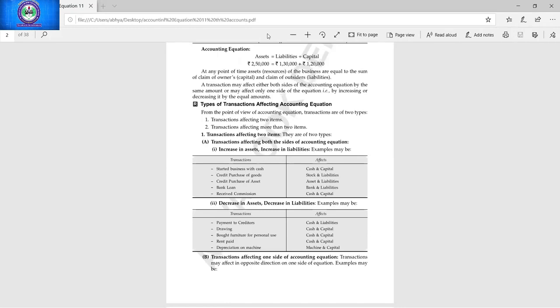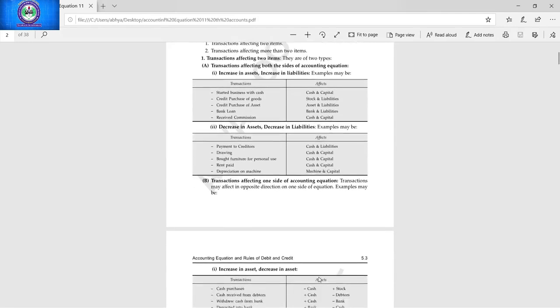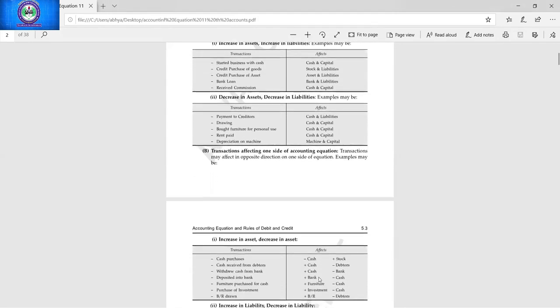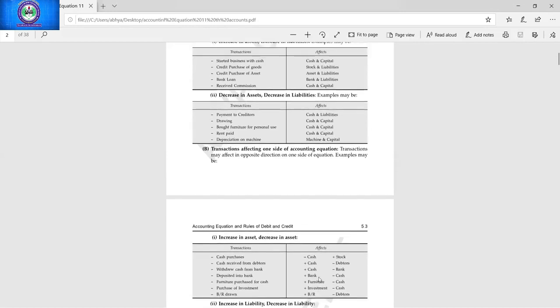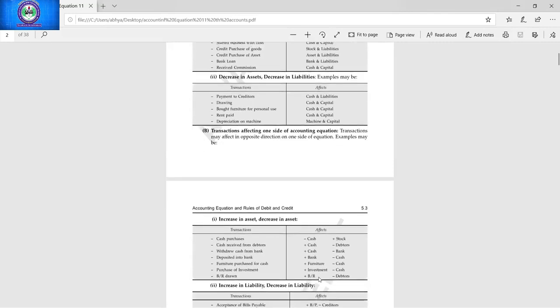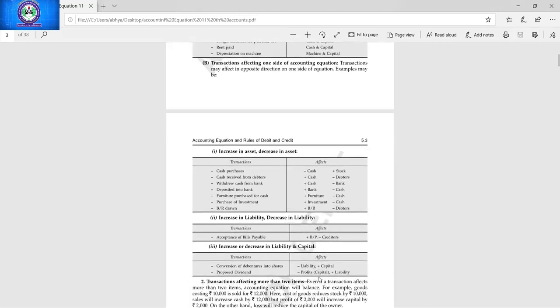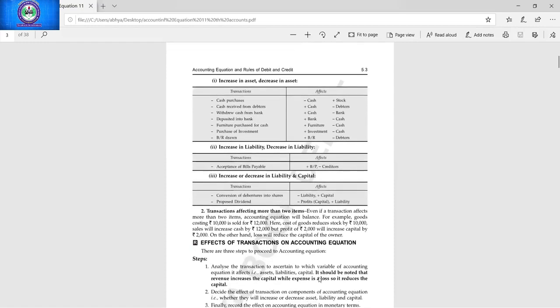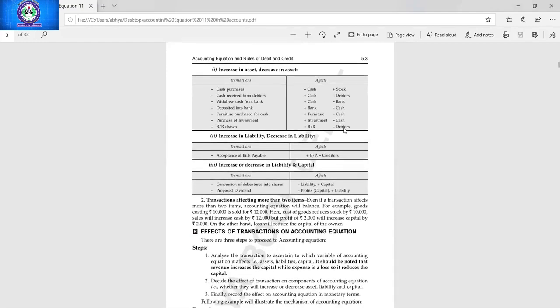Now I am going to give you some examples in which only one side will be affected, not both sides. For example, cash purchases. Please tell me which two accounts will be affected whenever you make cash purchases. Yes, very good. Cash and stock. Which will decrease and which will increase?